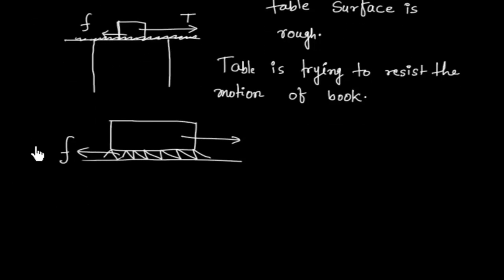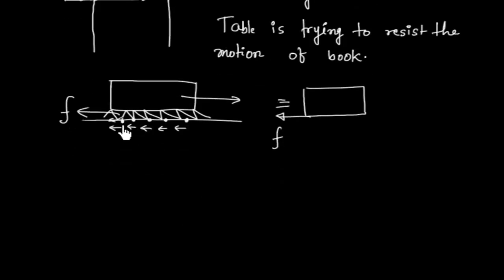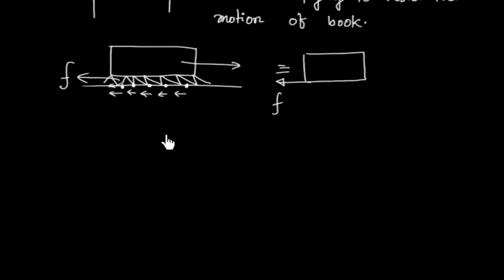Now again, friction is acting at each point of the boundary. There is a friction at this point, at this point, at this point, and at this point. So at each point of the boundary there is friction, but what we do is draw a resultant friction force like this. Once again, friction force acts at the contact boundary, so we call friction force a contact force.